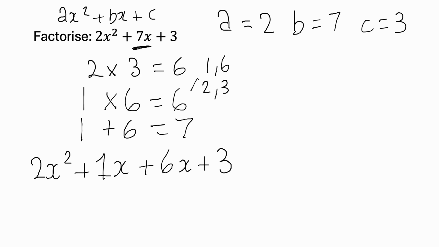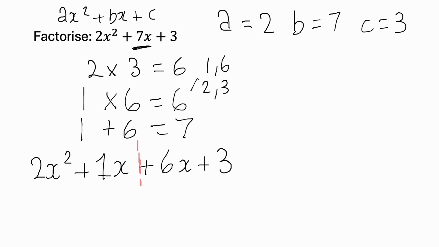Then from here, we draw an imaginary line to split it into two, like so. The left hand side is 2x squared plus 1x, and the right hand side is 6x plus 3. From here, we are going to factorise each side. So let's look at the left hand side first.